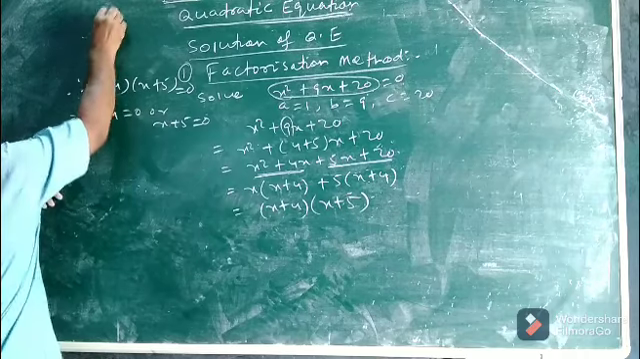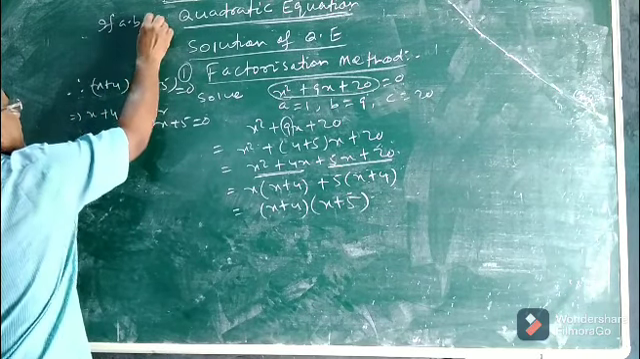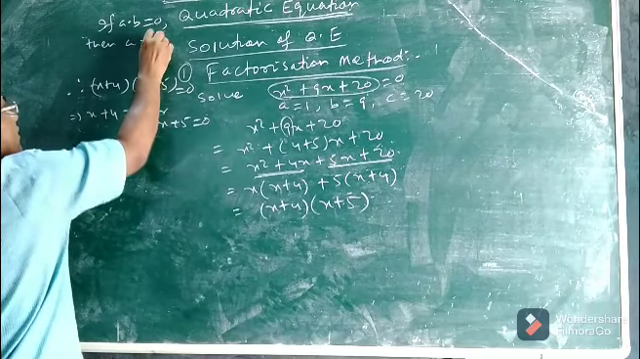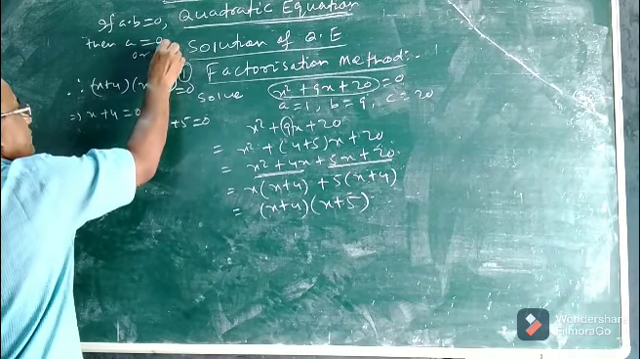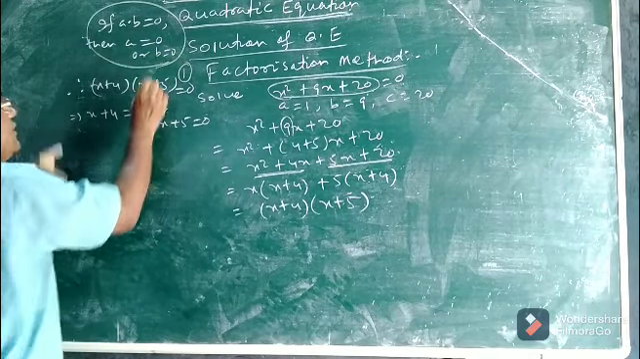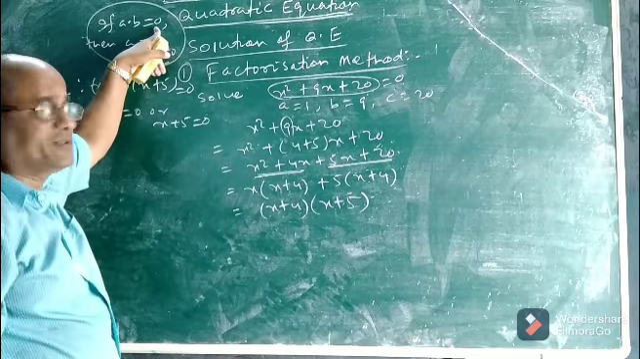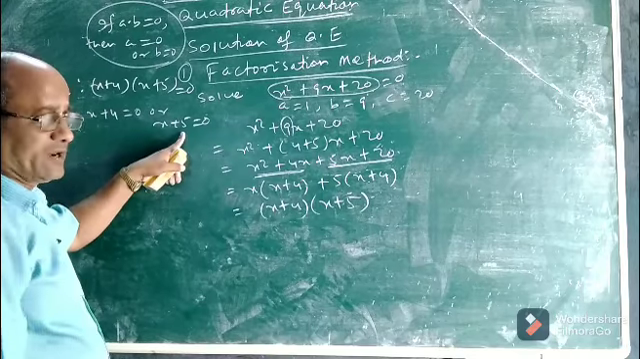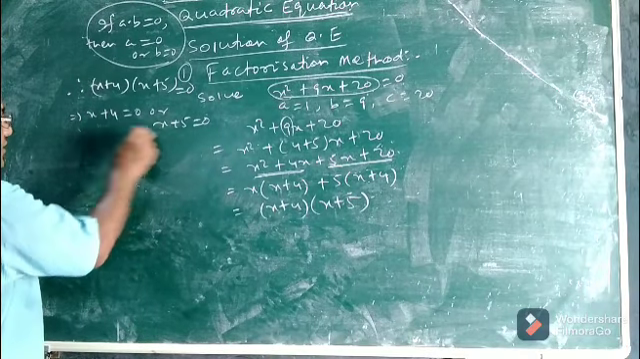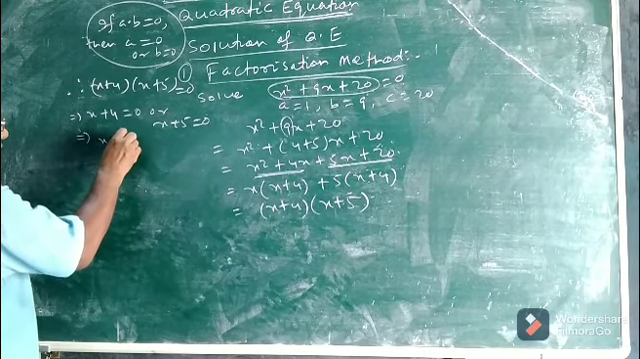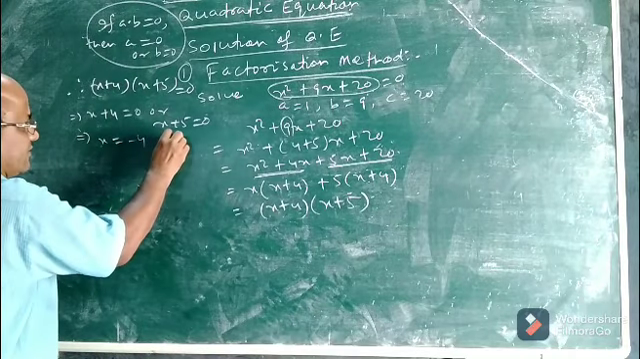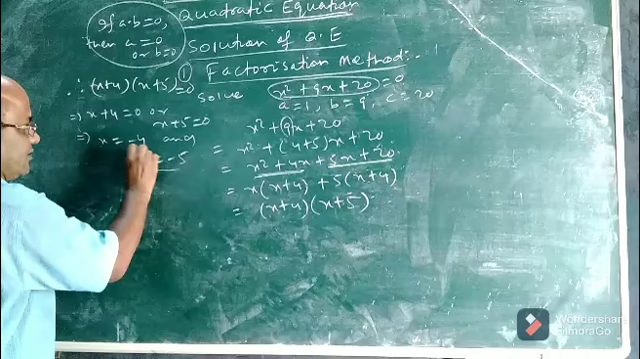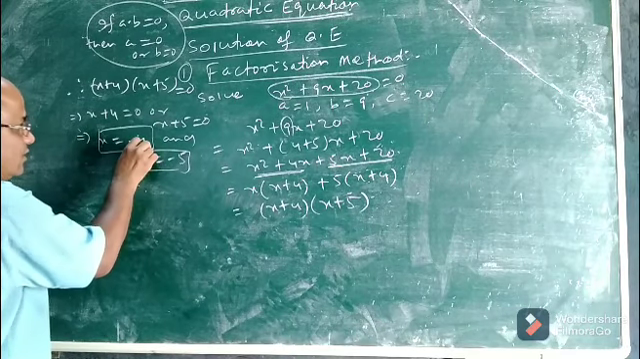Why? Because you have to remember, if a into b equal to 0, then either a equal to 0 or b equal to 0. If the product of two numbers is 0, then either a equal to 0 or b equal to 0. So using that, you will get this. Now you got two linear equations and you can easily solve and find the values of x. So here x will be minus 4 and x will be minus 5. See, this is one root or solution, this is another root or solution.